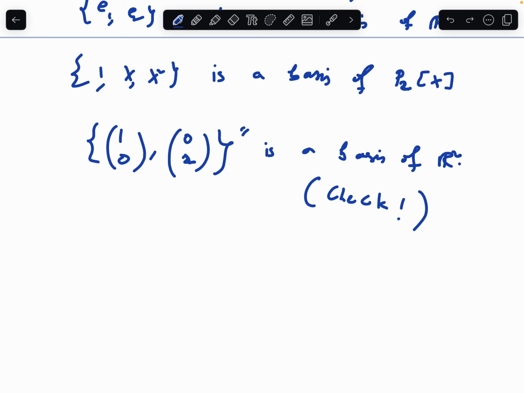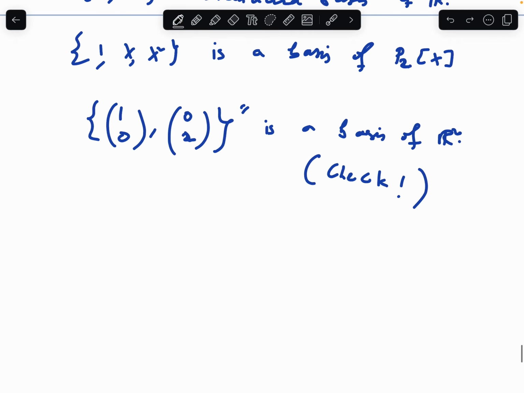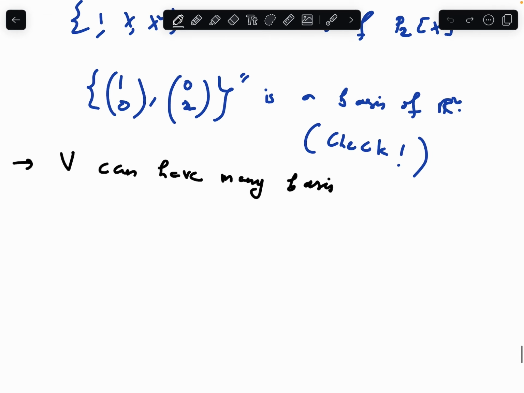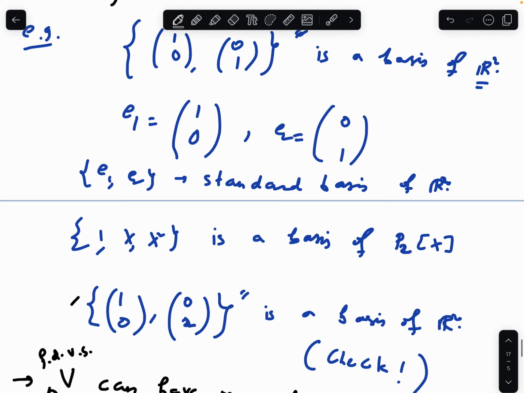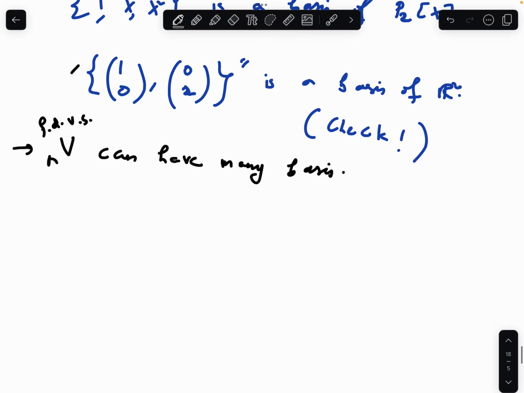This is in fact a result. So let's take a note of this. A vector space V can have many bases. So when I say V, I mean here a finite dimensional vector space. V can have many bases. We have taken a note of this because here and here we're getting different bases.